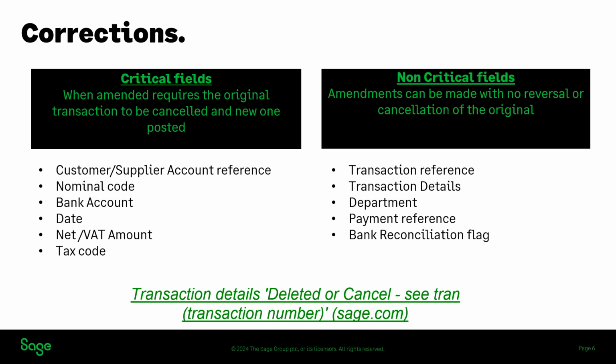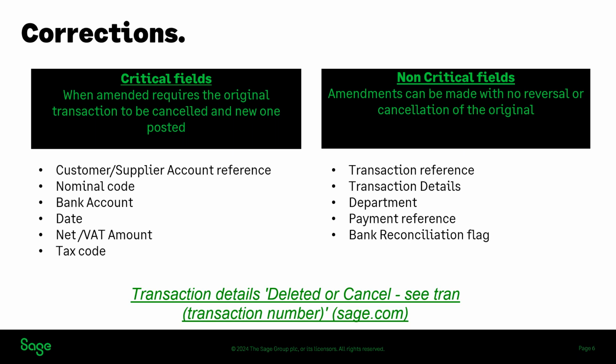So a critical field is a field that when we amend it, it means that we have to delete the original transaction and actually create a new transaction. That's because it's something that's really audit critical. So it tends to be things like the date, the amounts on the transaction, or it may be the customer or supplier reference that you're changing.